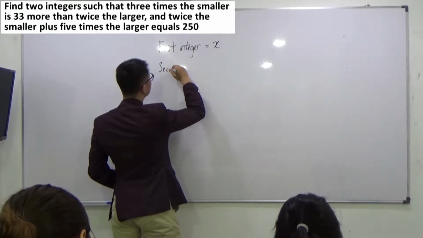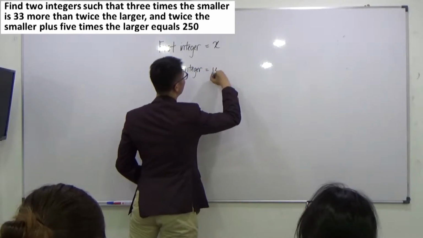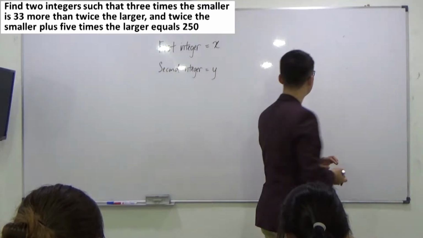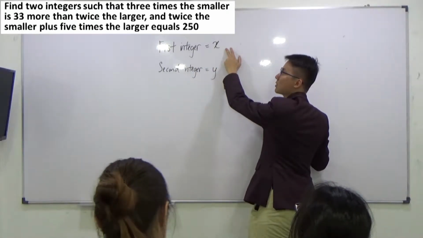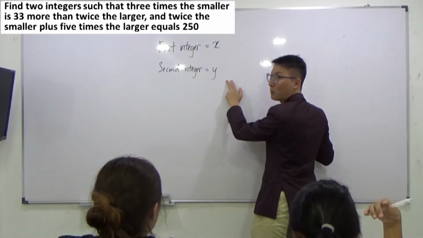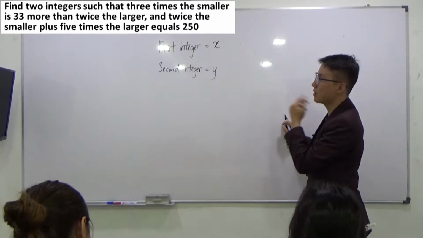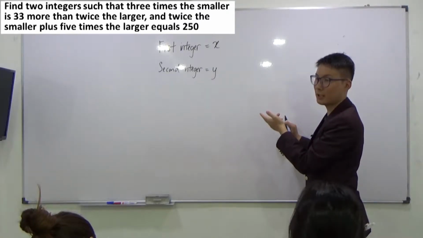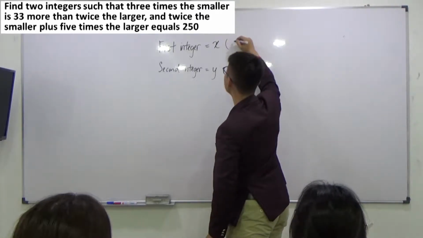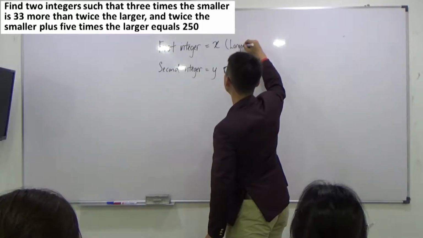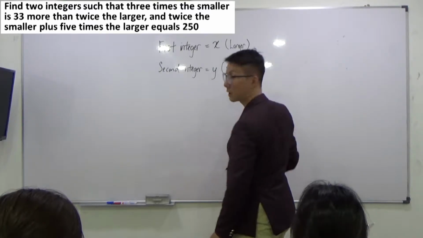The second one can be expressed as y. And it tells us that there is a difference between this integer and this integer. One of them is larger than the other one. So it's up to us to determine which one is larger and which one is smaller. Let's say I assume that x is larger, so y is smaller. This is an assumption that we make.